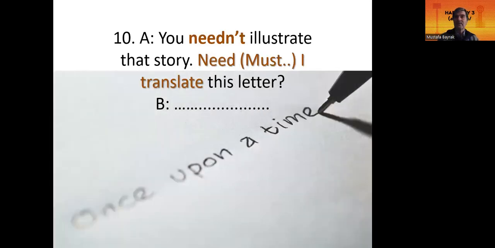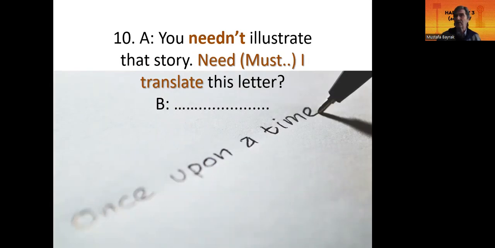10, you needn't illustrate that story. You needn't. There is no need. You needn't illustrate that story. Need I translate this letter? Yes, which one is better? The grammar books say, in that kind of situation, we should use must. Need I translate this letter? Yes, you must is the best, okay?